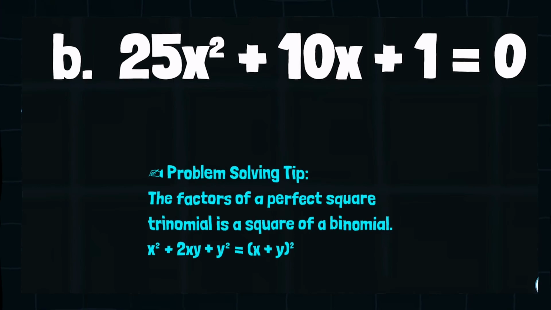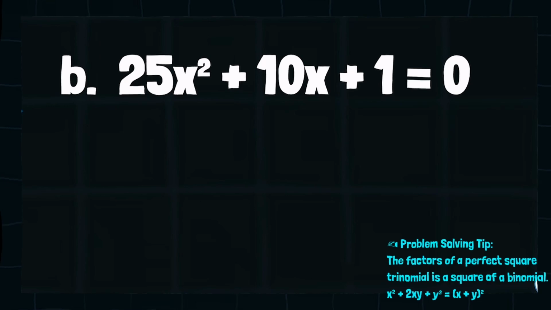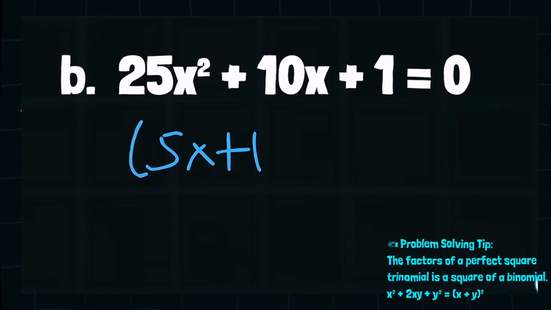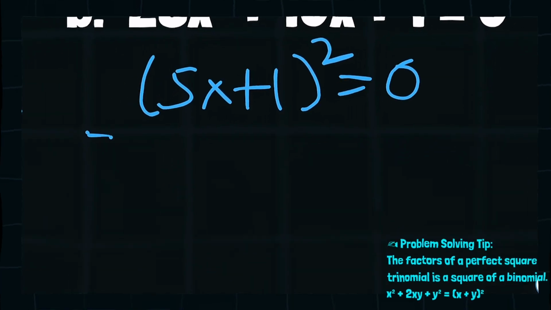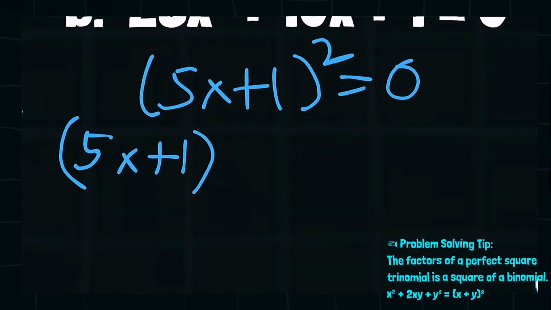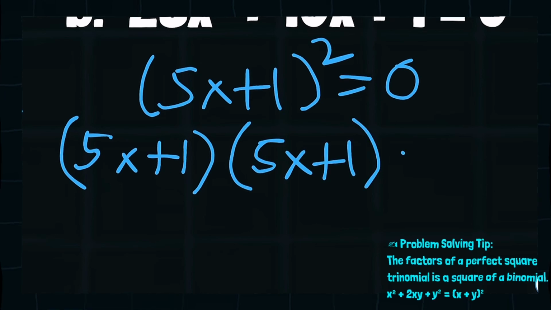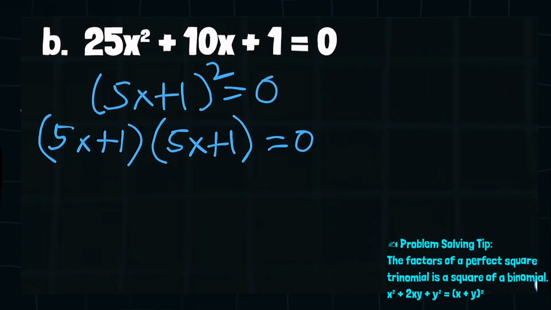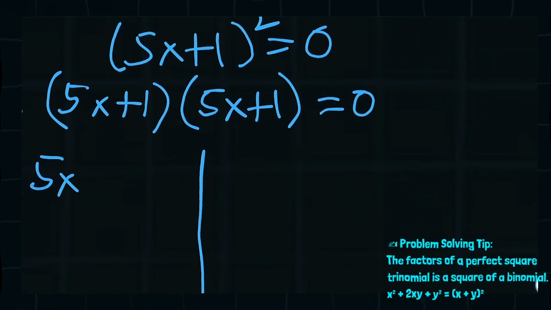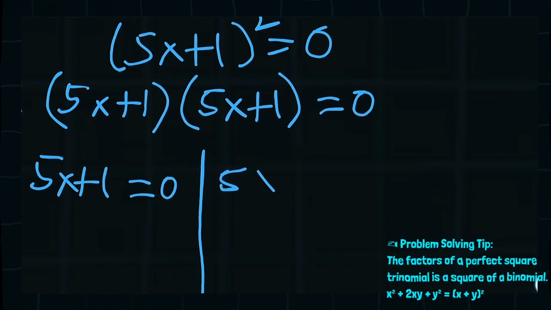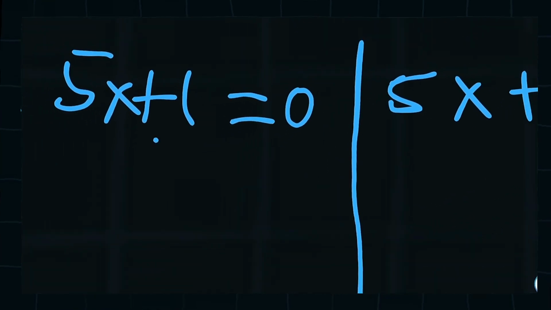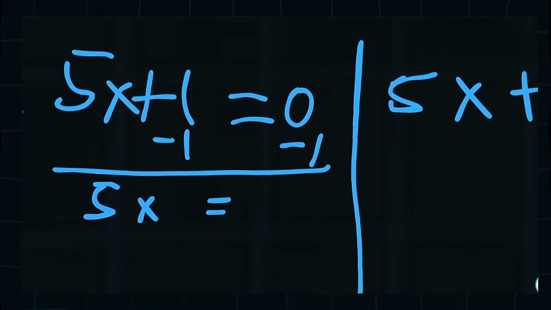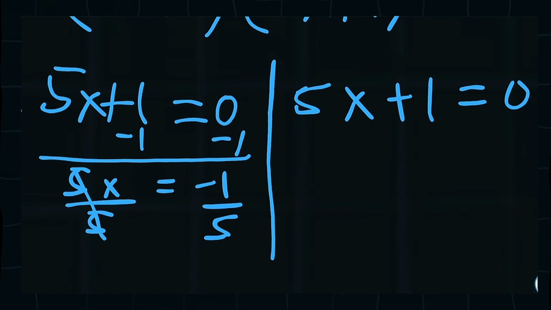Going back, we can use the pattern earlier. Since the given equation is classified as a perfect square trinomial, we can factor it to make it the quantity 5x plus 1 squared equals 0. Expanding the binomial here, we have 5x plus 1 times 5x plus 1 equals 0. Then, we equate each factor to 0. It will be 5x plus 1 equals 0, or 5x plus 1 equals 0. Solving the roots, we have 5x equals negative 1. Finally, isolating x, we have x equals negative 1 over 5.